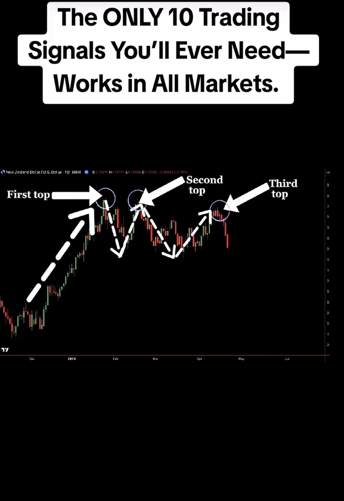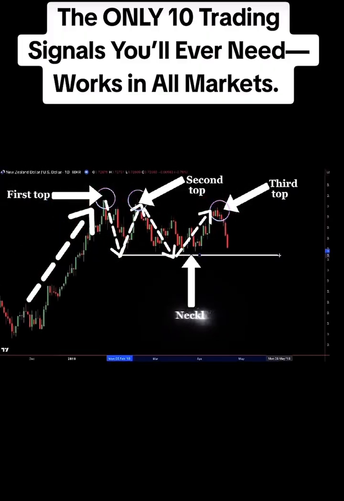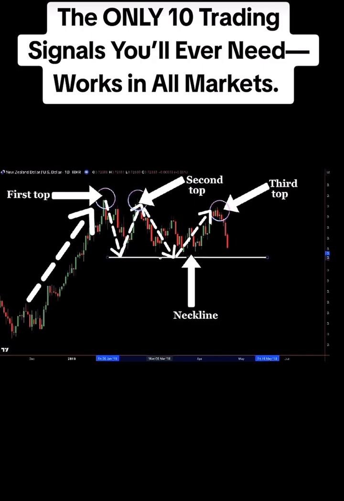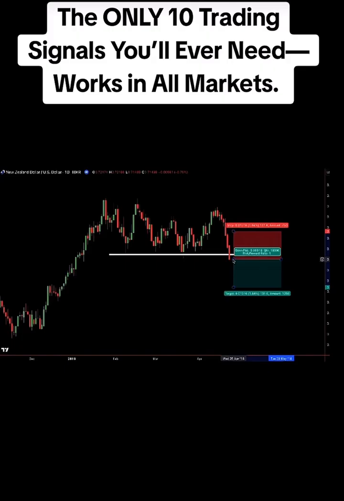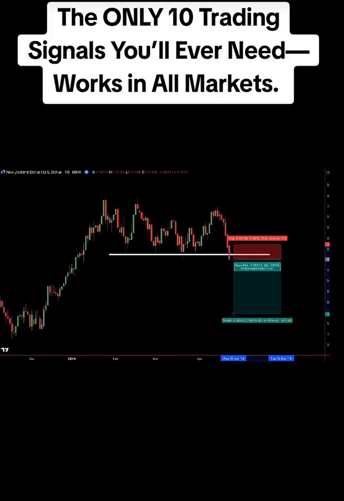Now pay attention to the neckline, the horizontal support level that connects the lows between the tops. Once price breaks below this neckline, we get our sell signal. Enter the trade as soon as the candle closes below the neckline. Place your stop loss above the neckline. Your target is the next major support level. As you can see on the chart, once the neckline breaks, price drops aggressively. This move happens fast, because buyers are trapped and smart money steps in on the sell side.